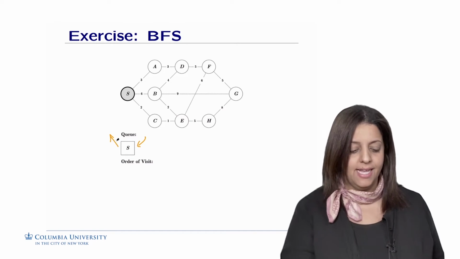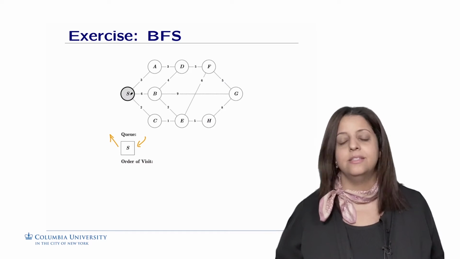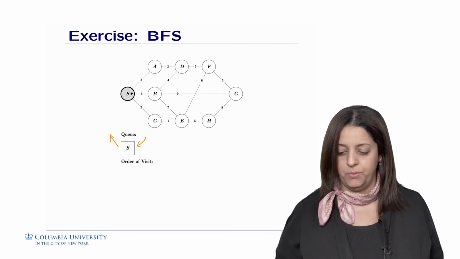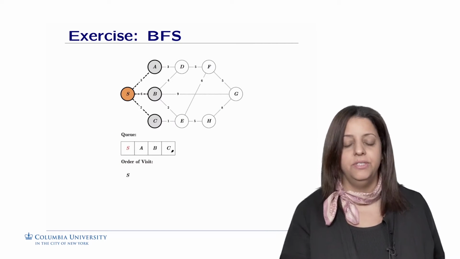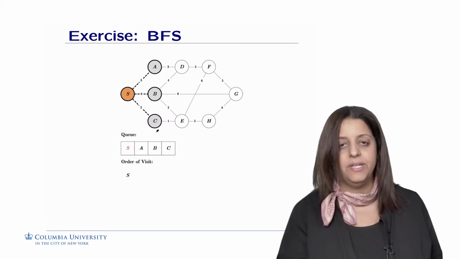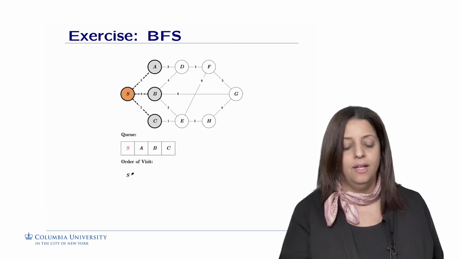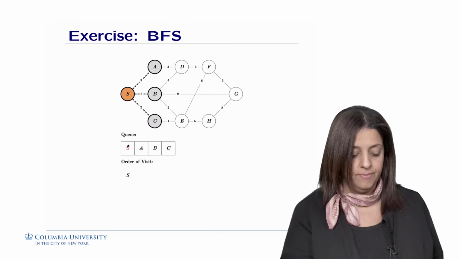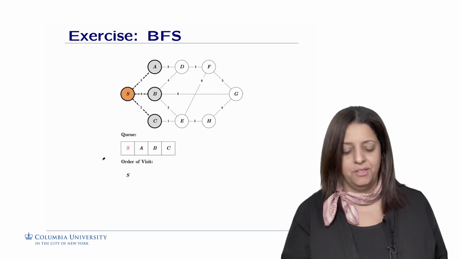The first element is S, so we start with S. From S, I'm going to add the children of S, A, B, C, into the queue. So the next step is to enqueue A, B, C in this order, in lexicographic order. S is now visited because we have already explored it and added its children in the queue. So S goes into the list of order of visit. It's highlighted here in red to show that it left the queue.